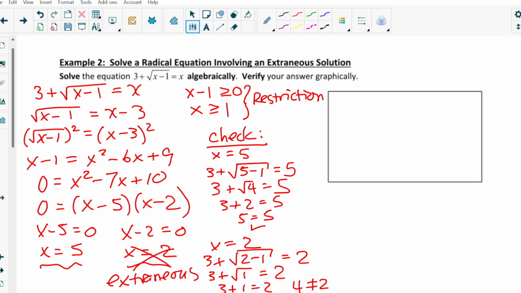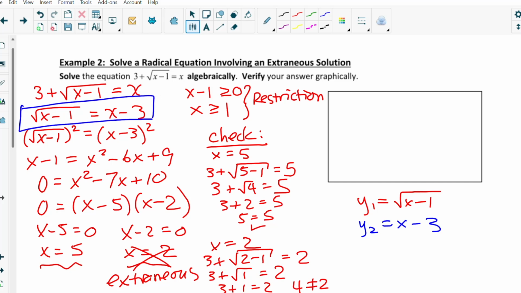Graphically, let's take a look at what we got. So I'm going to graph y1 equals square root of x minus 1, and then in blue, y2 equals x minus 3. So I'm going to take this part and separate it into two separate graphs, and I'm going to see where they intersect.